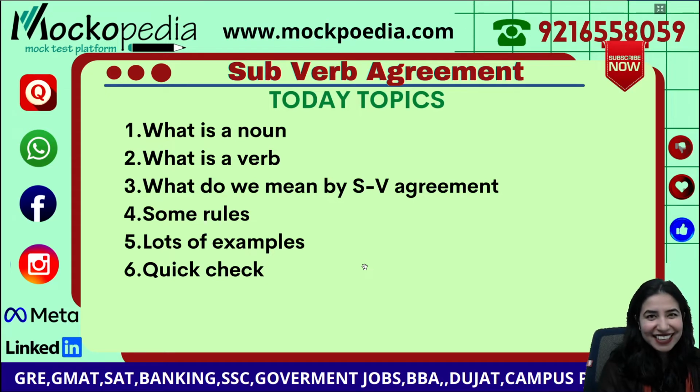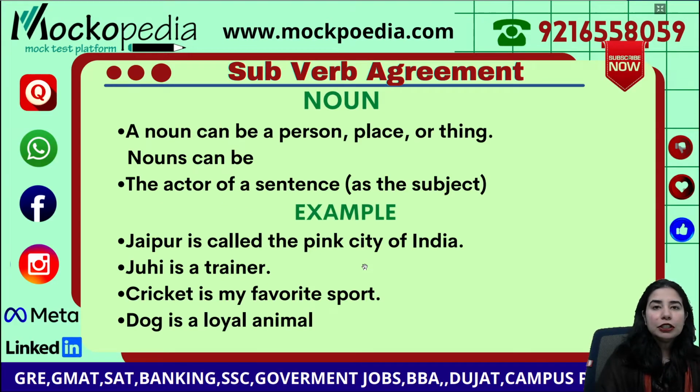So let's get started. The first important thing that you need to learn is to understand what is a noun. So, noun is a name of a person, place, animal, or a thing. You must be wondering that if it is a class on subject verb agreement, why are we learning nouns? Because knowing nouns and verbs will help you create a foundation for subject verb agreement. So, what is a noun? Noun is the name of a person, place, animal, or a thing.